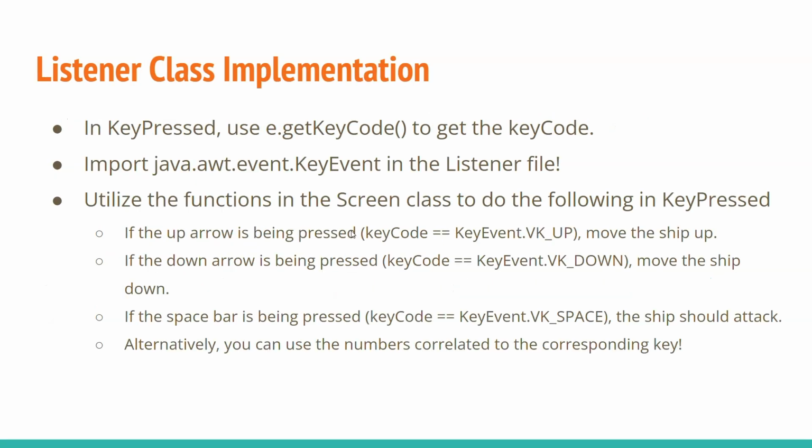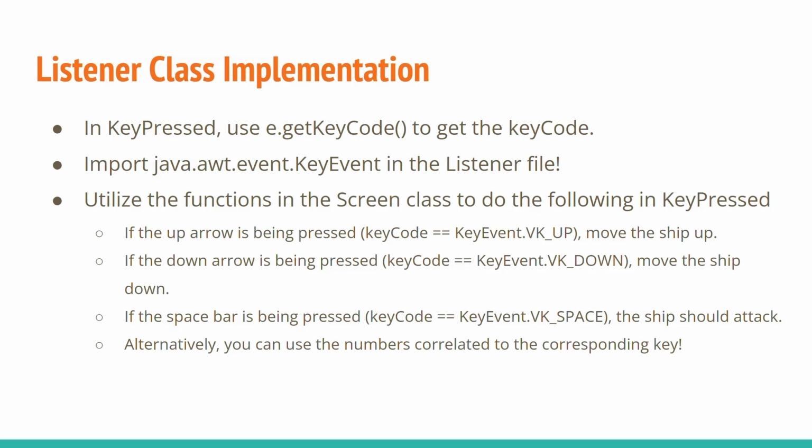Okay, so now we're back in the listener class. So in keyPressed, use e.getKeyCode to get the key code, which is basically a way to decipher which key was actually pressed. Because at this point, we only know that something was done, but we don't know what. So then import java.awt.event.KeyEvent inside the listener file, and then use the functions in the screen class that we just covered on the previous slide, these ones, to call the specific actions that we want.